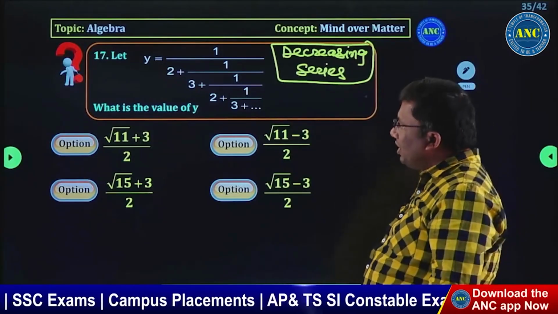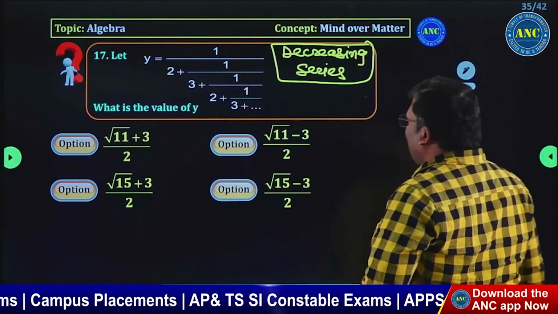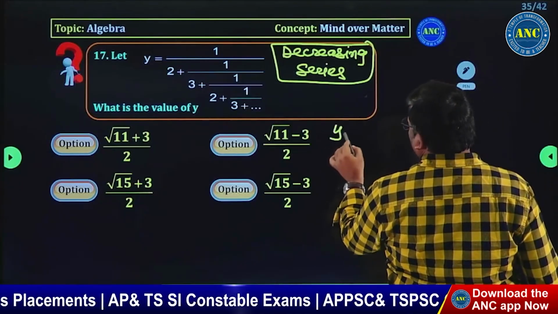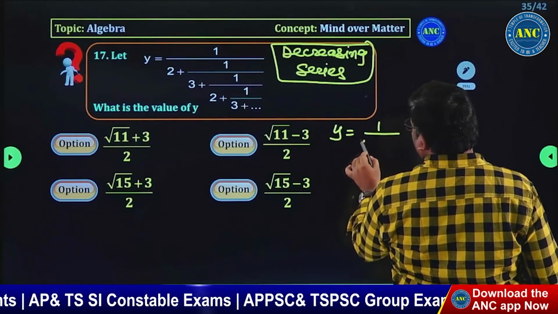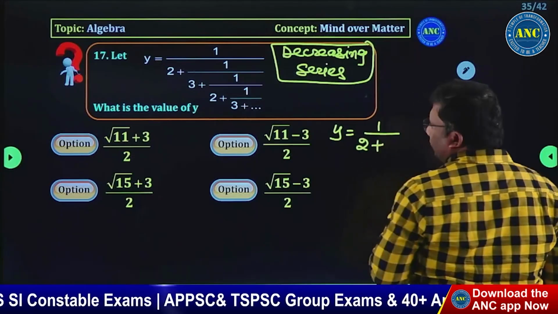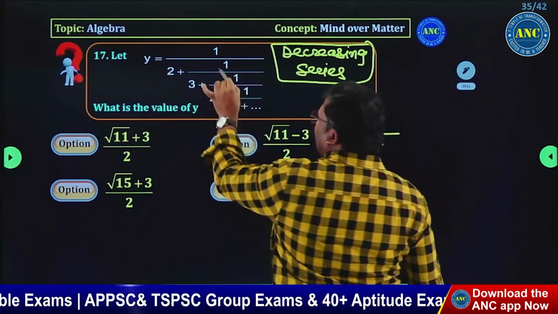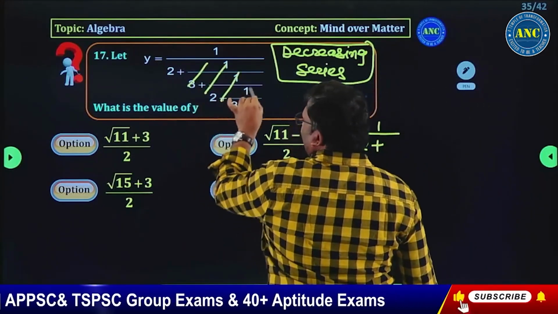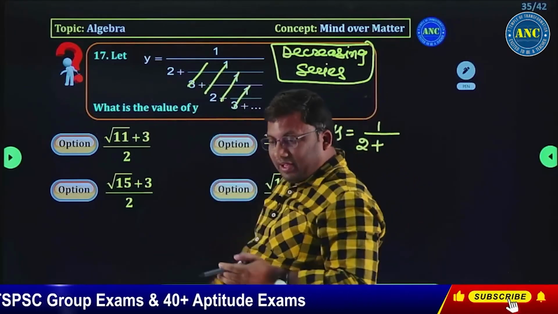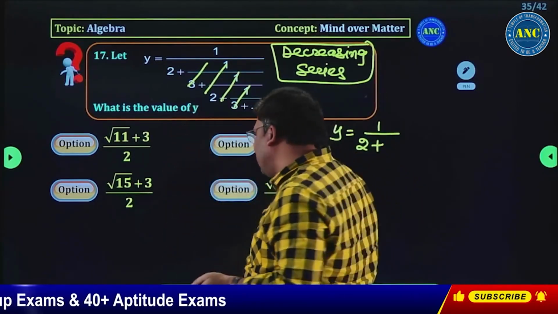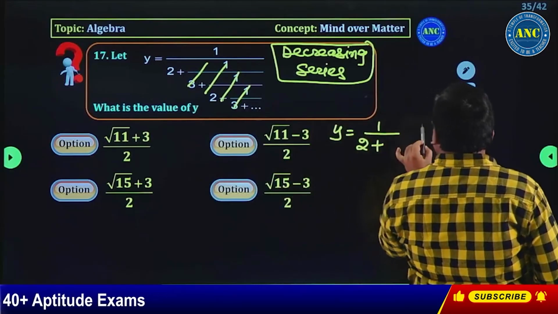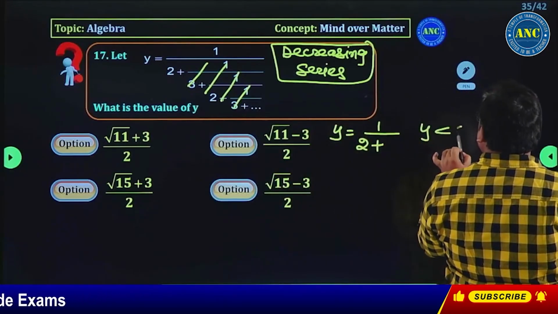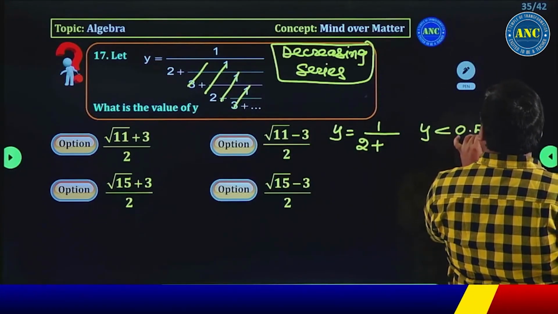Related problems, how to get this? See here, y is equivalent to 1 by 2 plus. Assume this is not there. 1 by 2 is 0.5. Denominator 2 plus, the denominator is increasing, so the value will decrease. Value is less than 0.5.